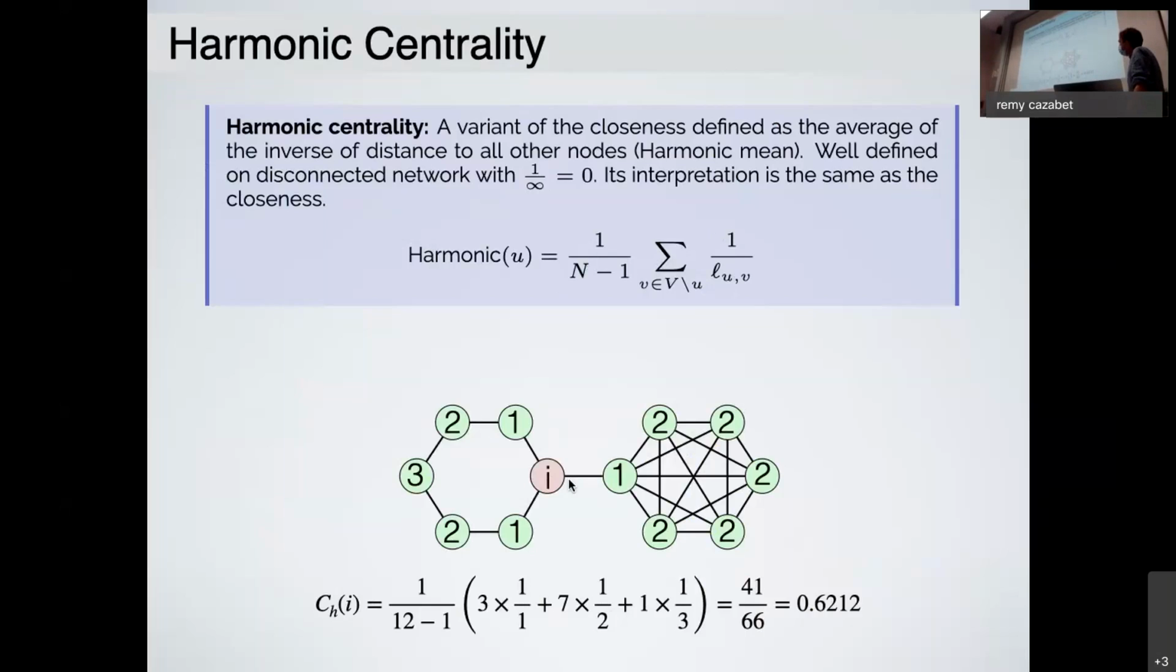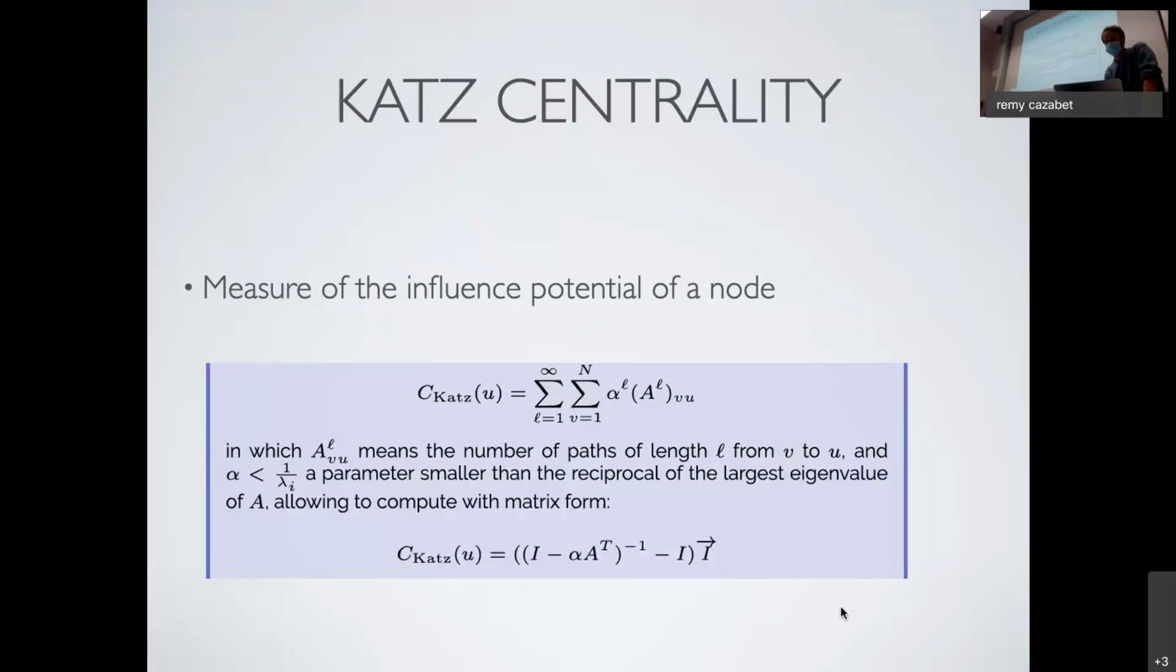So very quickly, if you check on a simple example, you see that it's just like before, 12 minus 1, and then you have 3 nodes at distance 1. You have 7 nodes at distance 2, and you have 1 node at distance 3, and you see that you get a score which is different. But actually, we will see on examples that it's very, very similar. But it solves this problem of disconnected parts.